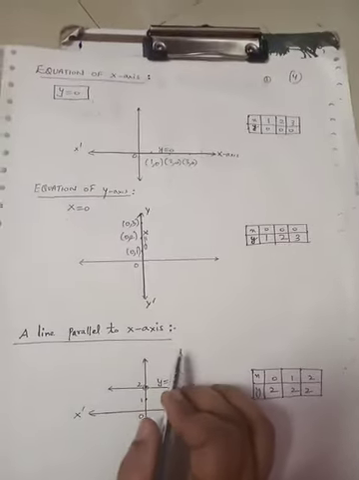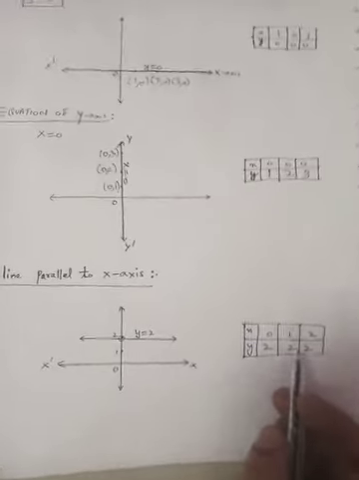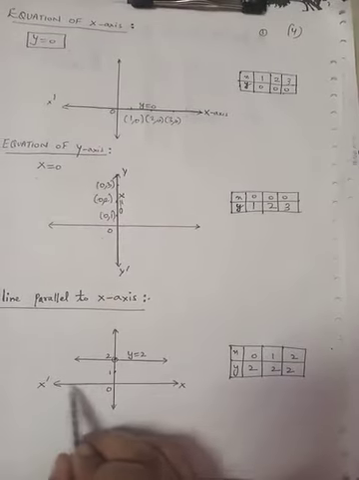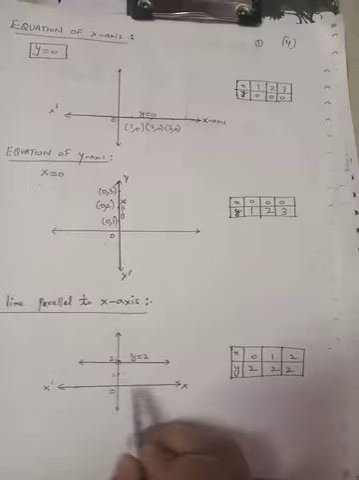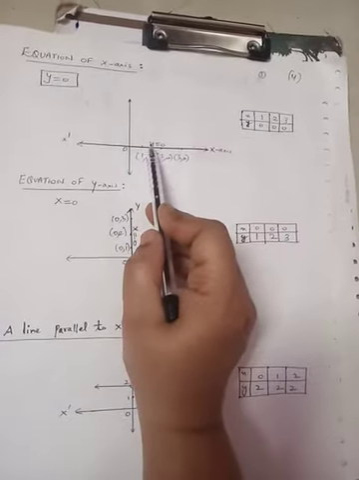Now, if a line is parallel to the x-axis, what happens? What is the equation of the x-axis? y is equal to 0. You have observed it. The equation of the x-axis is y is equal to 0.